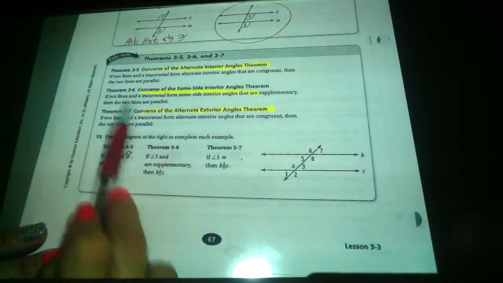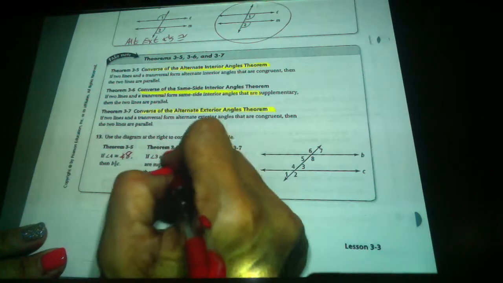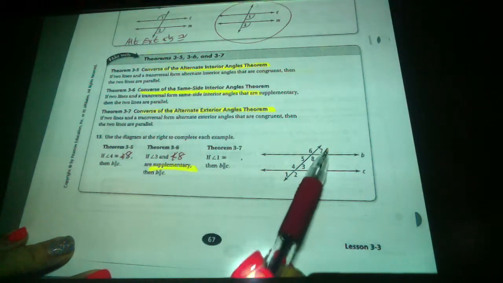So for 3.6, we want same side interior. So what's same side to angle 3? Angle 8. Notice that this time, it's supplementary. Remember, same side angles are supplementary. So if you can show that the same side angles are supplementary, then you can prove that the lines are parallel. And then 3.7, we want alternate exterior. So what's alternate exterior to angle 1? So angle 7.